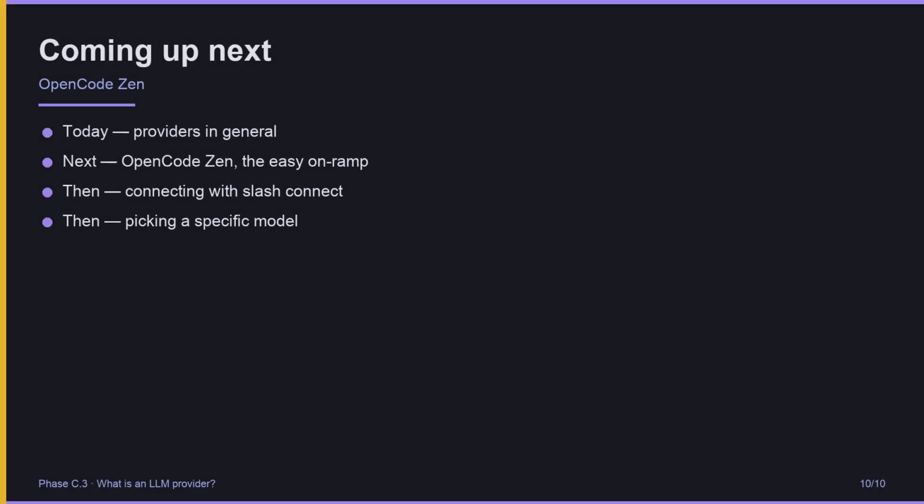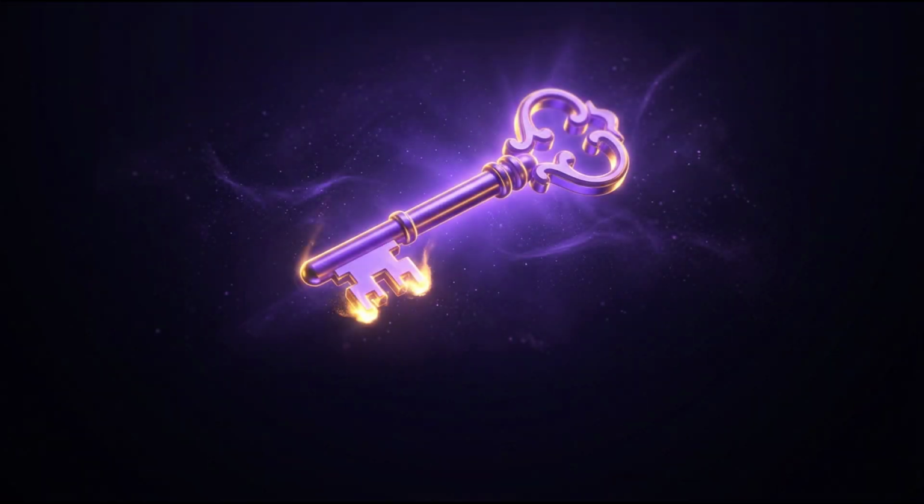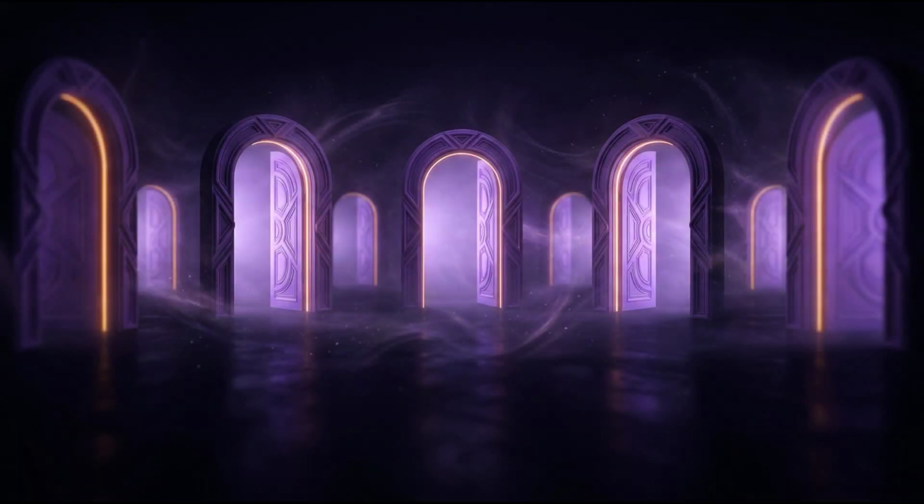We've covered providers in general. Now we cover the easiest way to get started, Anomaly's curated Zen service. Free models included. We'll see if it's right for you and how to use it. Providers host models. Pick one. Switch anytime. API key, your password to AI. Many providers. Many models. Pick and switch freely.